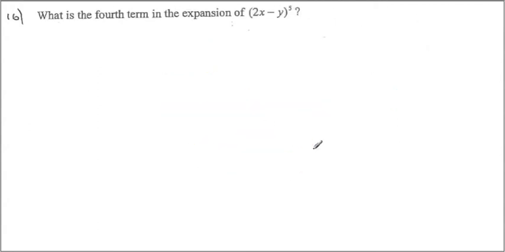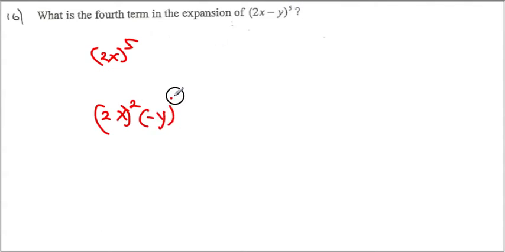Alright, let's move on to the next question. What is the 4th term? So here, the first term is 2x to the 5th power. That means when x is equal to 5, let's call that the first term. Then the 4th term is when the exponent of x becomes 2. That means 2x squared is the first part, and the next one is negative y, to make the exponent 5, we get to have 3.